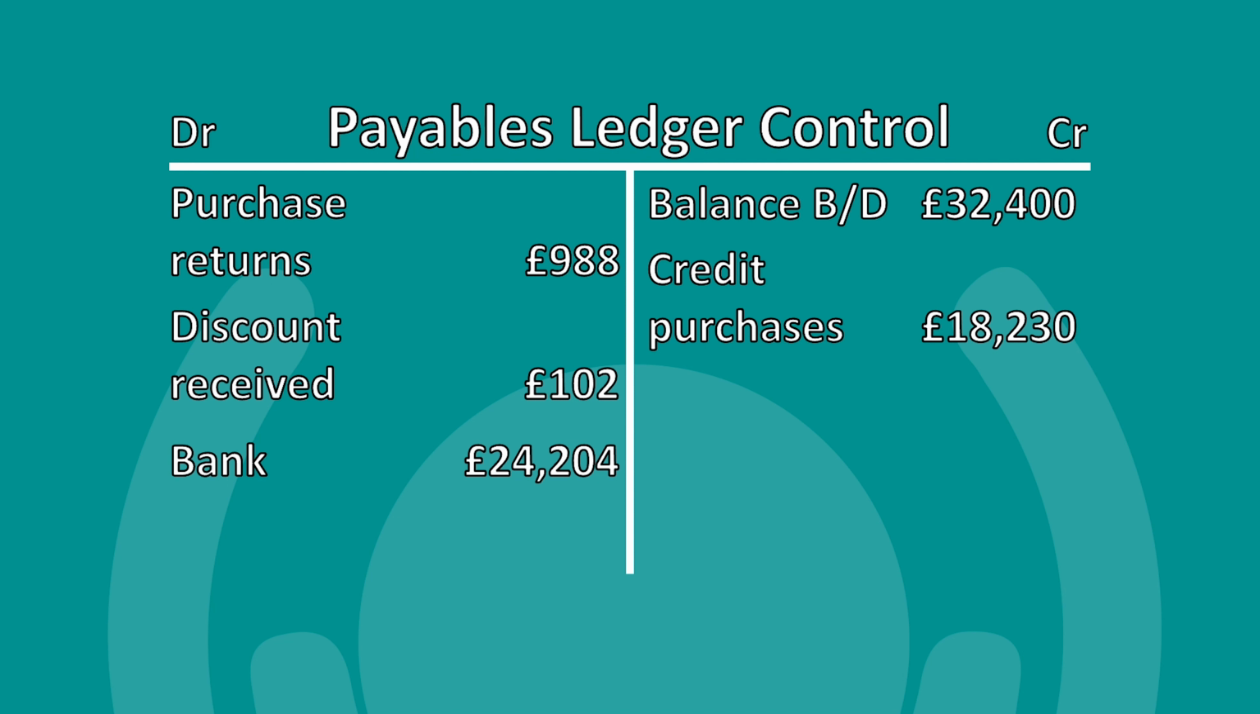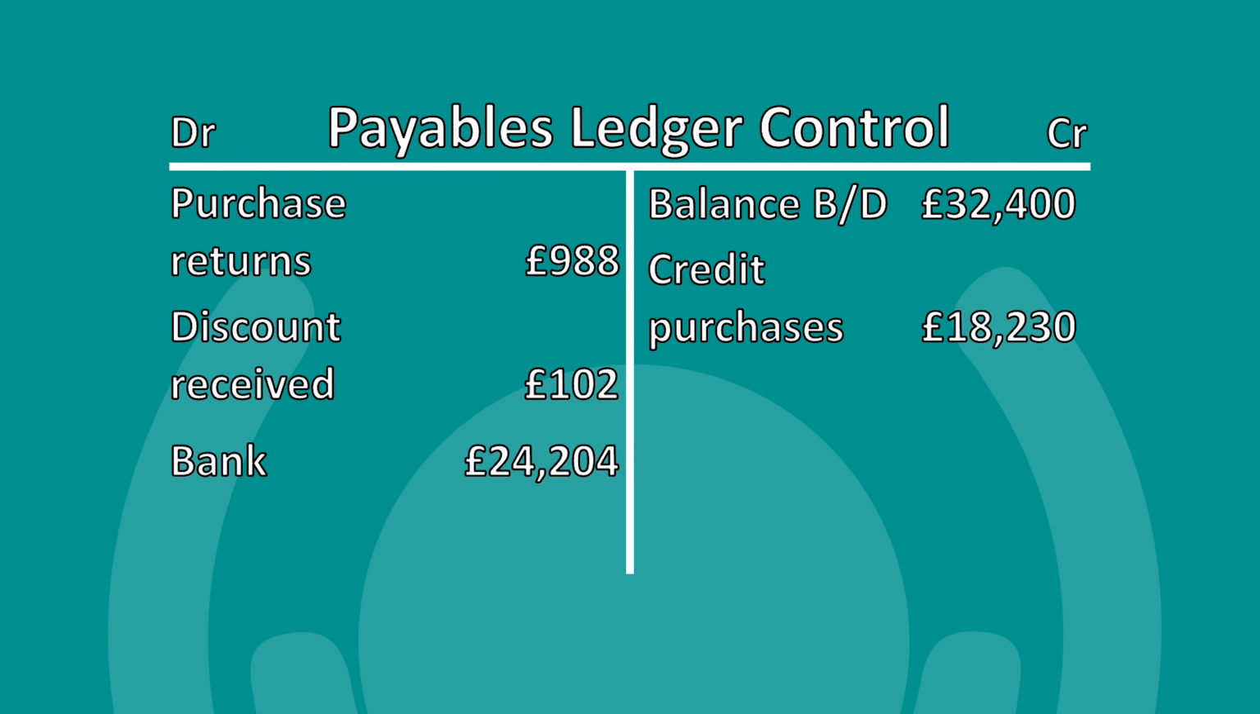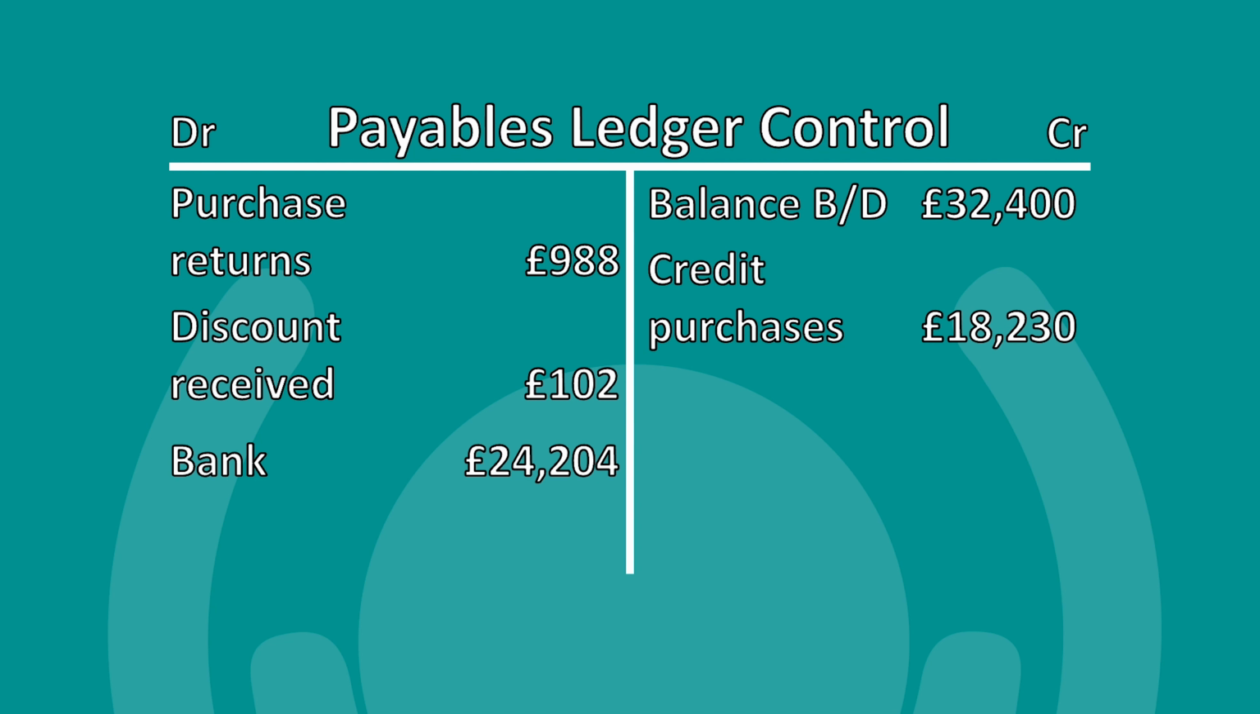The final step would be to balance off the account at the end of the month and enter this in as the balance carried down. To do this, we add up our debit entries, which come to 25,294, then add up our credit entries, which come to 50,630. Find the difference between the two sides, which is 25,336. Now we can enter this in as the balance carried down on the lower side, which in this case is the debit side of the account.